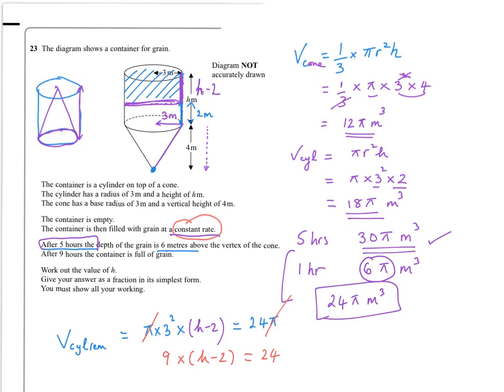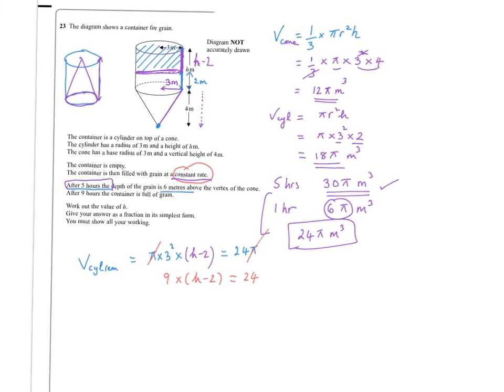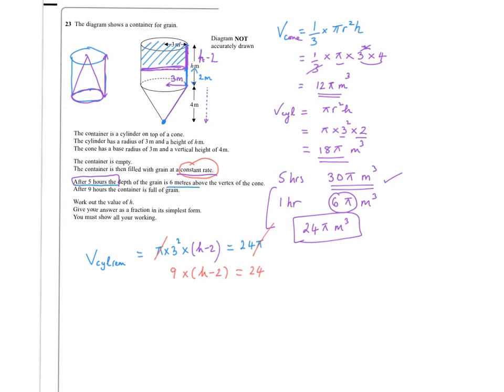I personally would multiply out the brackets now, and I would get 9H minus 18 equals 24. So I then add 18 to both sides, and I would have 9H equals 42. So H would be 42 divided by 9, because I divide both sides by 9. I should have really put that in here.